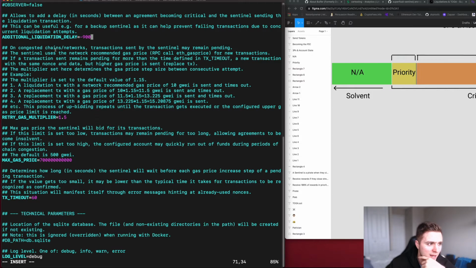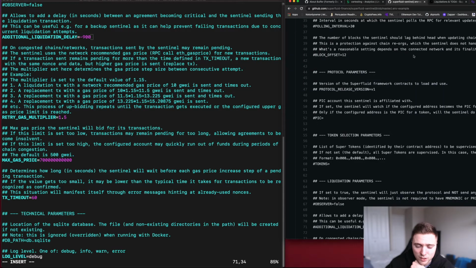Okay, so we also have a couple of other settings here. One of them is the retry gas multiplier. There are situations in which, if you've ever interacted with blockchains, you know this, where you might send a transaction and either the transaction gets stuck or it fails.